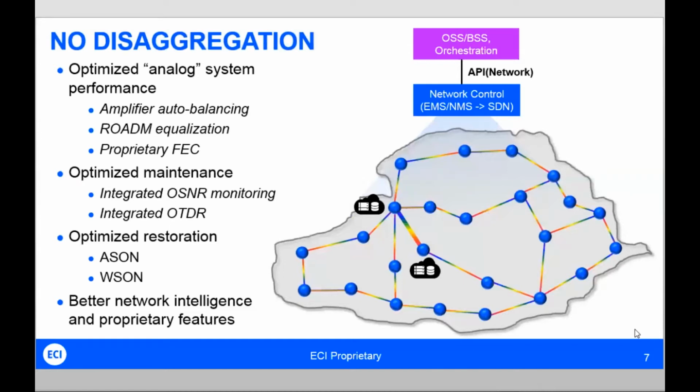When you're dealing with a single vendor, it also makes it much easier to optimize maintenance, to integrate monitoring for optical signal to noise ratio, for integrating features such as optical time domain reflectometry so that you can find out when something goes wrong on a fiber where the fiber break is, and also for implementing coordinated restoration, whether it's at an OTN level like ASON or at a WDM level like WSON.